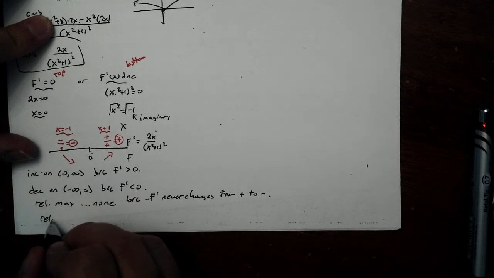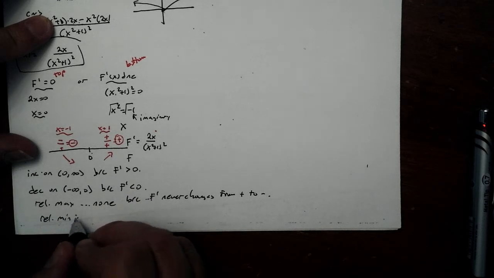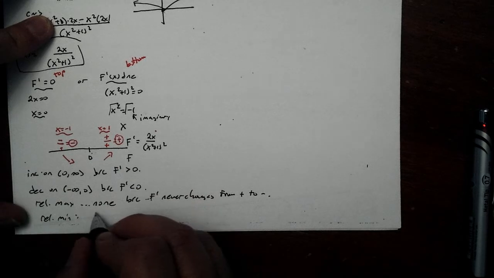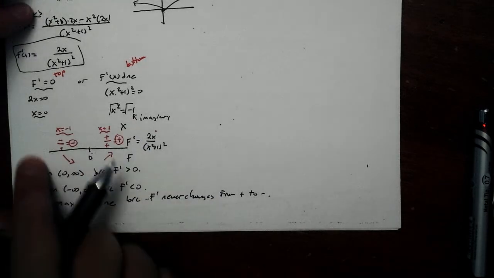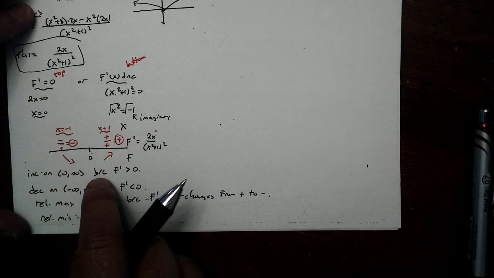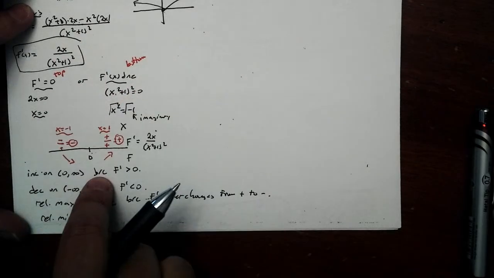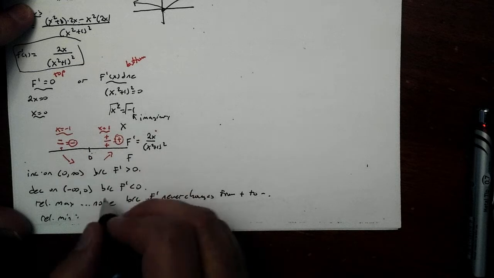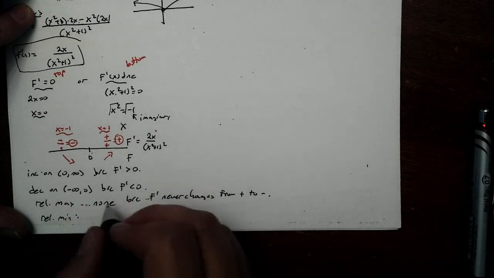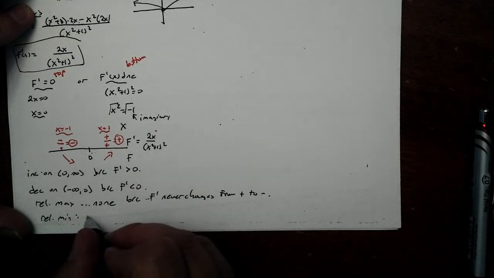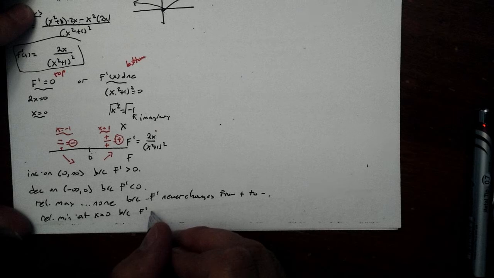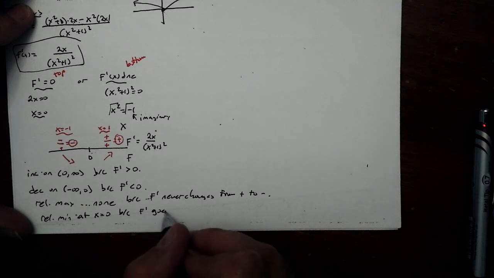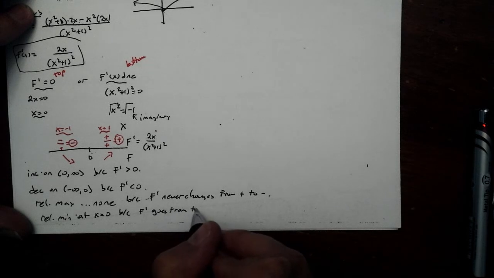Is there a relative min? Yeah, absolutely. At x equals 0. Now, speaking of absolutely, remember, these are not our absolute max and mins. That you need the candidates test for. This is just called the sign test. This is only a test for relative max and mins. So we have a relative minimum at x equals 0, and that is because the derivative goes from negative to positive.